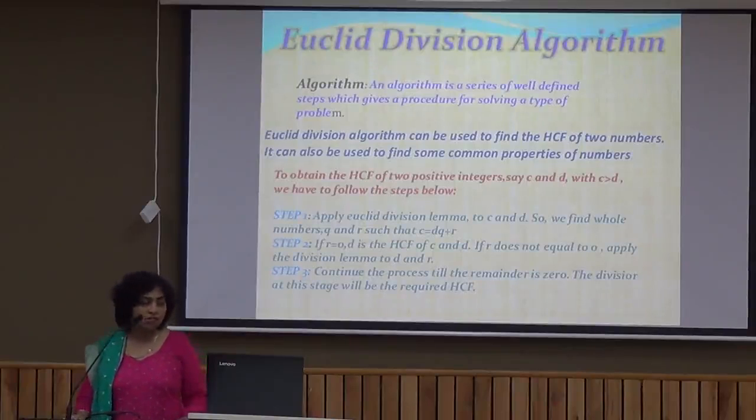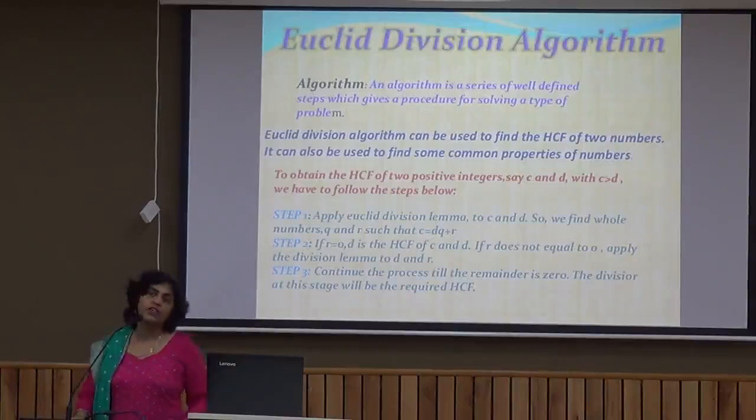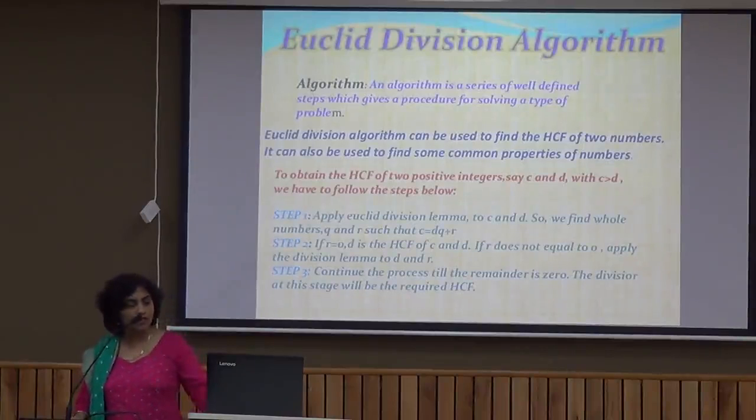But if R is not 0, we apply the lemma to D and R. Then we again continue the process till the remainder becomes 0. We keep on continuing this process of division through the lemma till the step we get 0. And at whatever step we get remainder as 0, the divisor at that step is our required HCF.